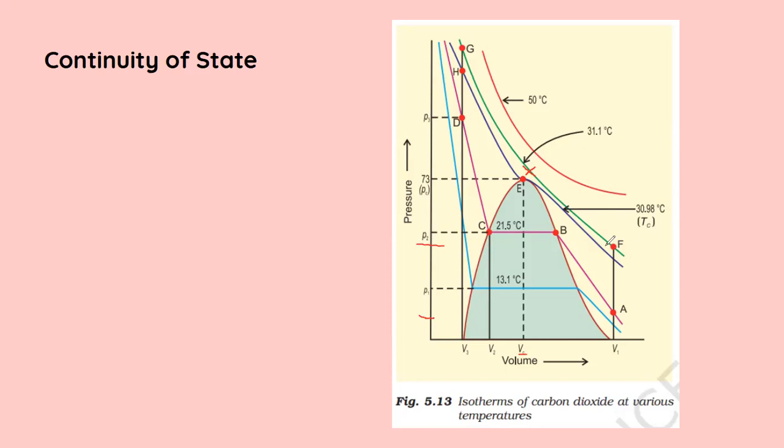Now, from point F, the gas is compressed constantly. So we reach point G, where the gas gets converted to a liquid with a huge increase in pressure. And then you have the decrease. When the liquid is cooled down, the pressure decreases from G to H. Whatever I just said, A to F, F to G, and G to H, or G to D also, actually shows us the continuity of state.